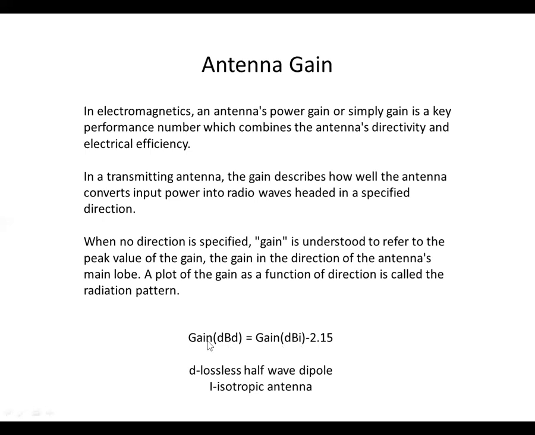So if you're seeing an antenna table in a catalog where one manufacturer is listed as dB or dBd based on a dipole, and the other guy's using the isotropic antenna, you have to adjust the gain on the dipole or the gain on the isotropic by this 2.15 dB, so you can make a comparison. So that's just something to be aware of. You just can't look at the numbers.